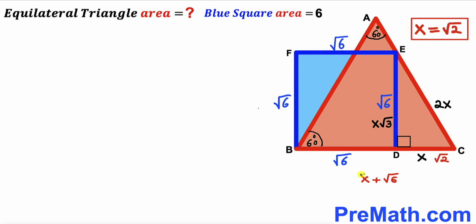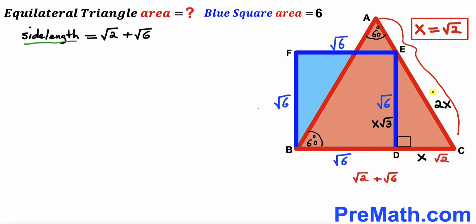So therefore once we substitute x value as square root of 2, this whole side length turns out to be square root of 2 plus square root of 6. So thus the side length of this equilateral triangle turns out to be square root of 2 plus square root of 6. So therefore this side AC length is going to be square root of 2 plus square root of 6, and likewise this side AB length is going to be square root of 2 plus square root of 6.